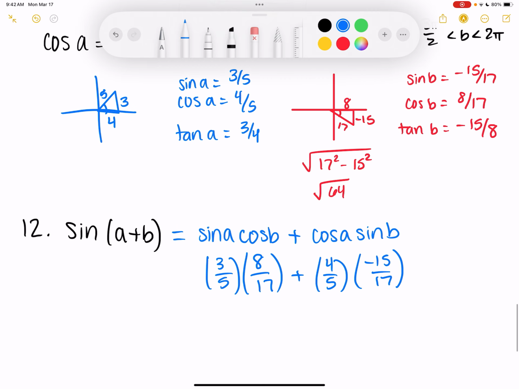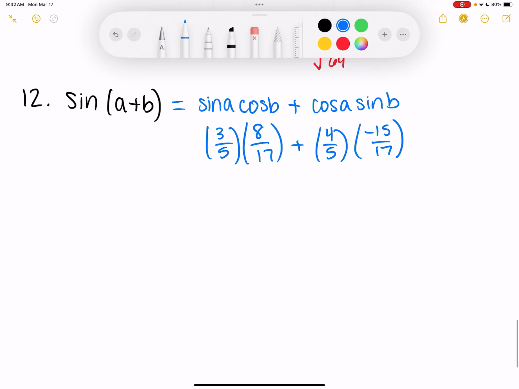All right. What is 5 times 17? 85. And so then I've got 3 times 8 is 24, and then minus 4 times 15 is 60, so minus 60. So this ends up being negative 36 over 85. Now, obviously, if things can be reduced, I should reduce. But I don't think there's anything that can reduce by.